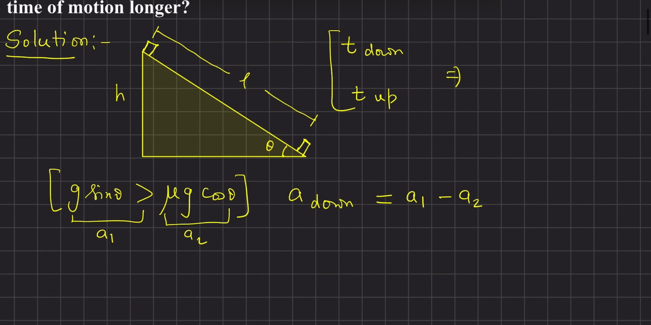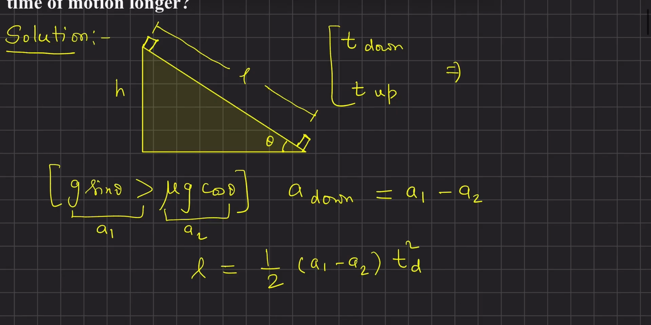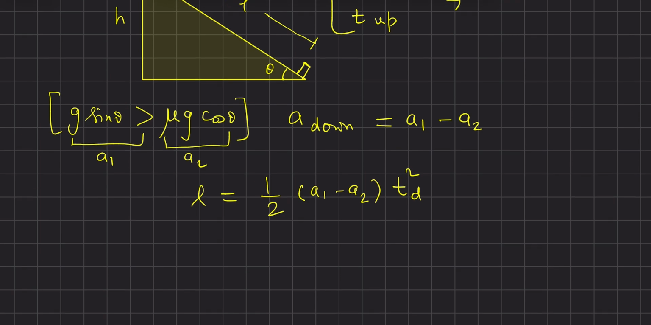So with this idea, the time taken, t down, for this distance l to cover is going to be how much, because it has been dropped from rest. So l is equal to, u is 0, so I can directly write half (a1 minus a2) into t_d squared. So t down I am just writing with the subscript d. So we can say that t_d is going to be the square root of 2l divided by (a1 minus a2). So this is the time when it has descended.